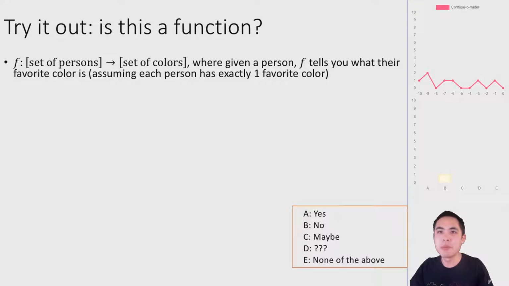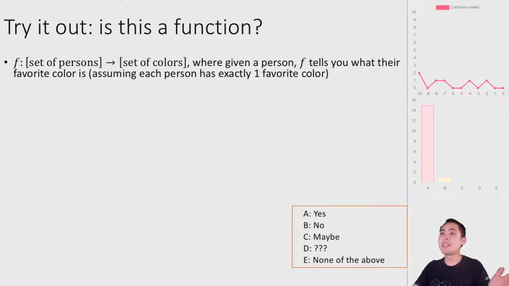Sorry, something went wrong with my PowerPoint. So let's start with this one. Try this out. Is this a function? You have a set of people mapping to a set of colors, where given a particular person, f tells you what their favorite color is, assuming each person has exactly one favorite color. Okay, looks like we're getting a lot of yeses. Yes, this is a function because for each person it tells you exactly one color.